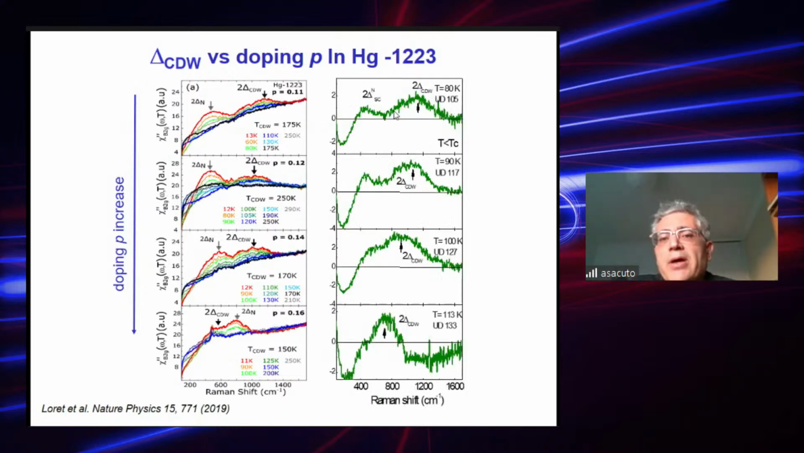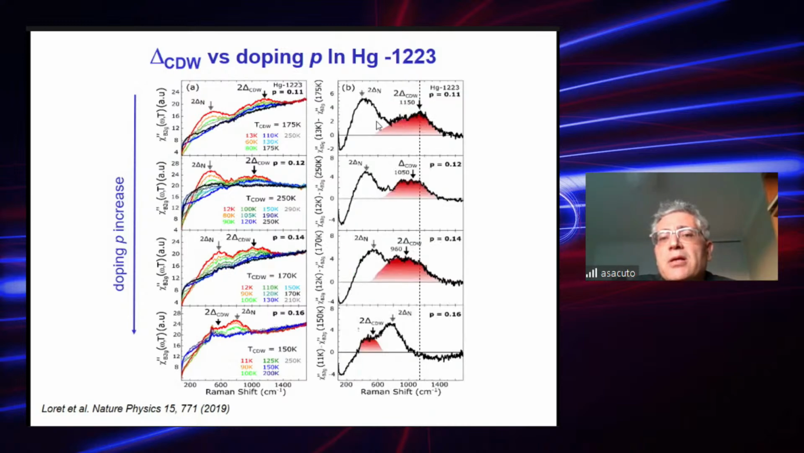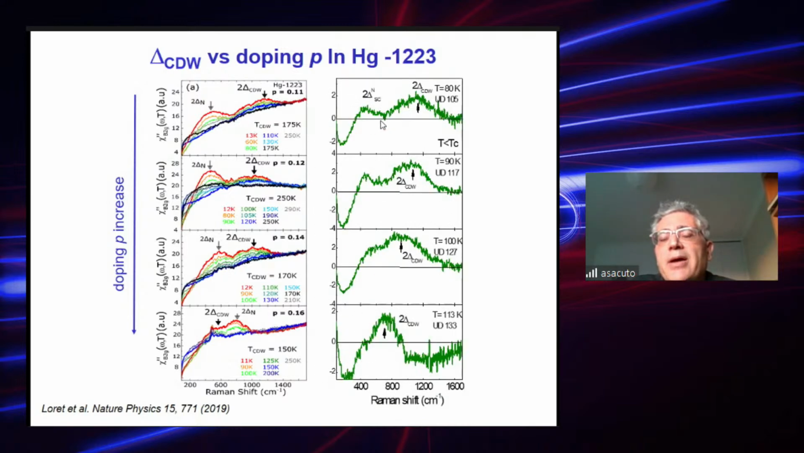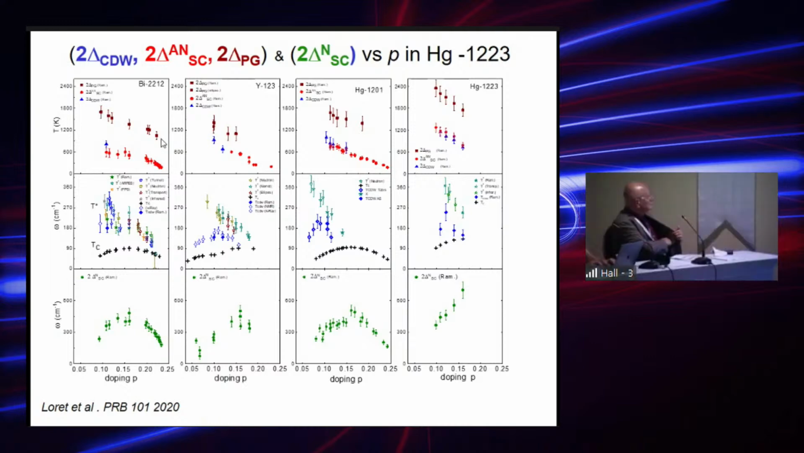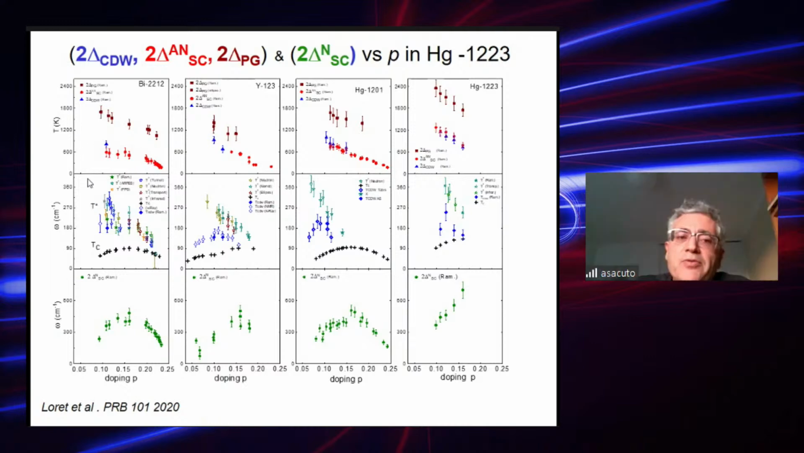I reduce considerably the signal of the superconducting gap, and I can emphasize the signal of the energy of the charge density wave. So now we can plot the energy of the charge density wave, and it's very close to the energy of the antinodal superconducting gap. And these three energies decrease linearly as a function of doping and follow T star, and do not follow TC. The only one that follows TC is the nodal superconducting gap.